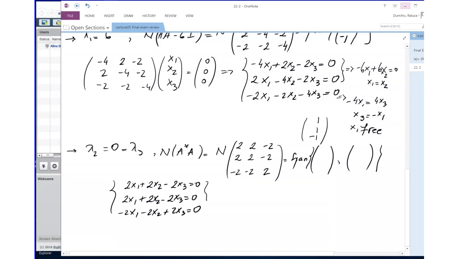The third one is just the same as any of the first 2. Right, because it's just negative 1 times that.